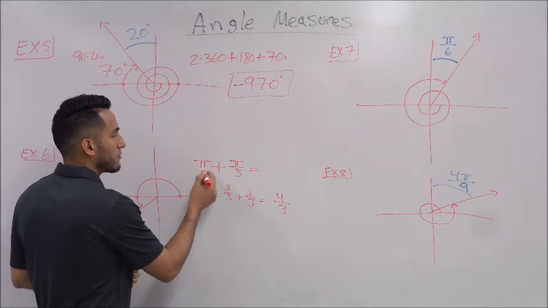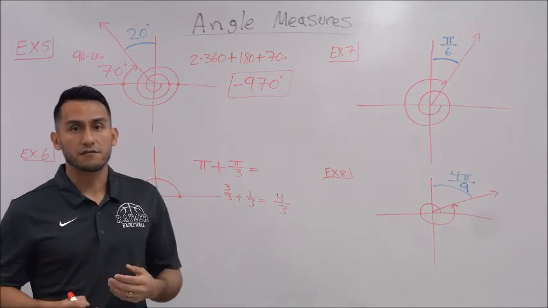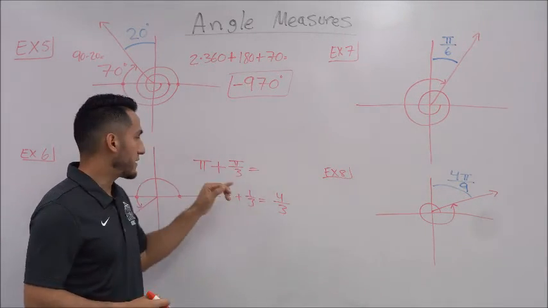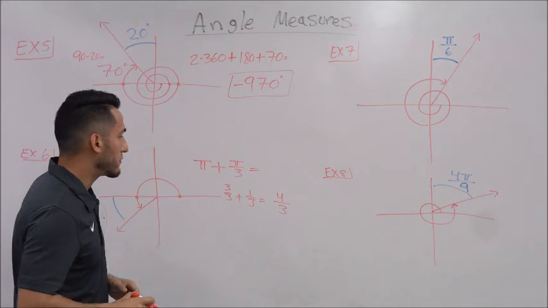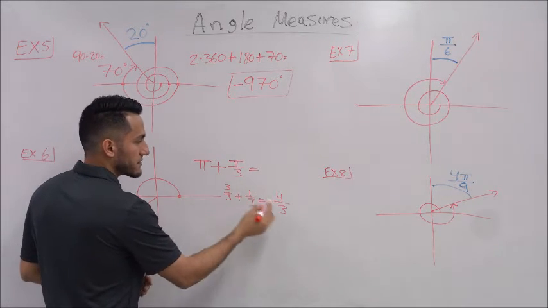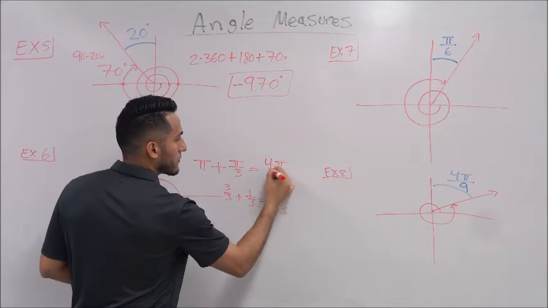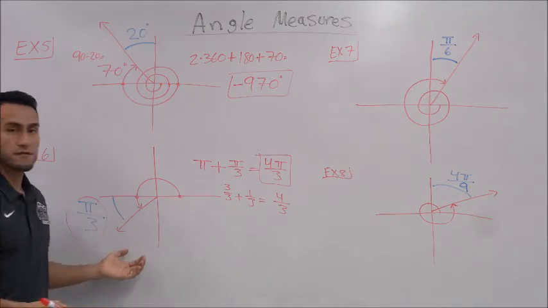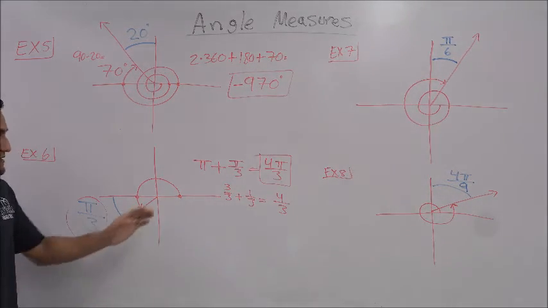On the calculator, you don't want to put pi in there because if you put pi in there, it's going to read it as 3.14, but we know that when it comes to radians and degrees, pi does not equal 3.14, pi equals 180 degrees. So when you add this up, you get 4 pi over 3. That's going to be our answer for this example. Okay, that's if you do it in radians.